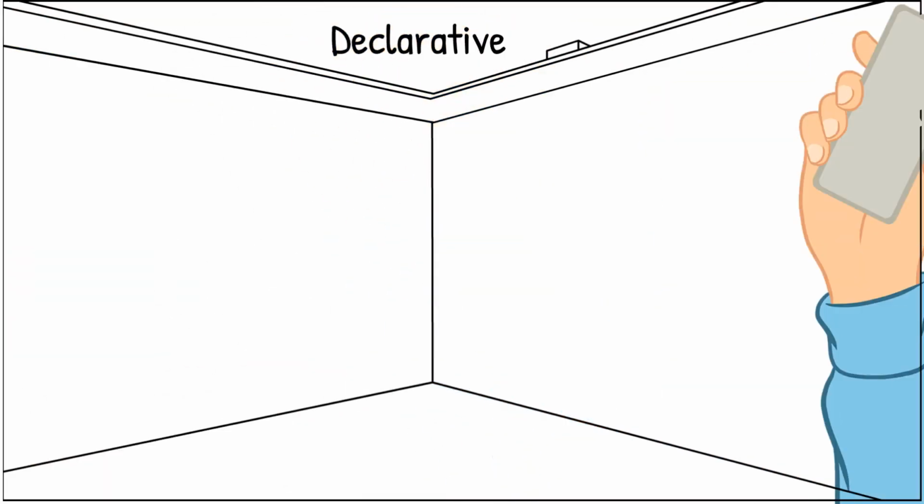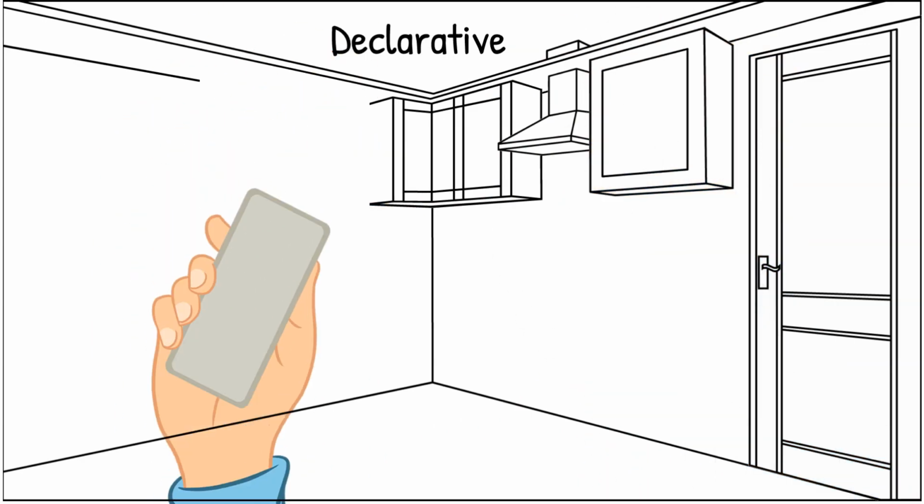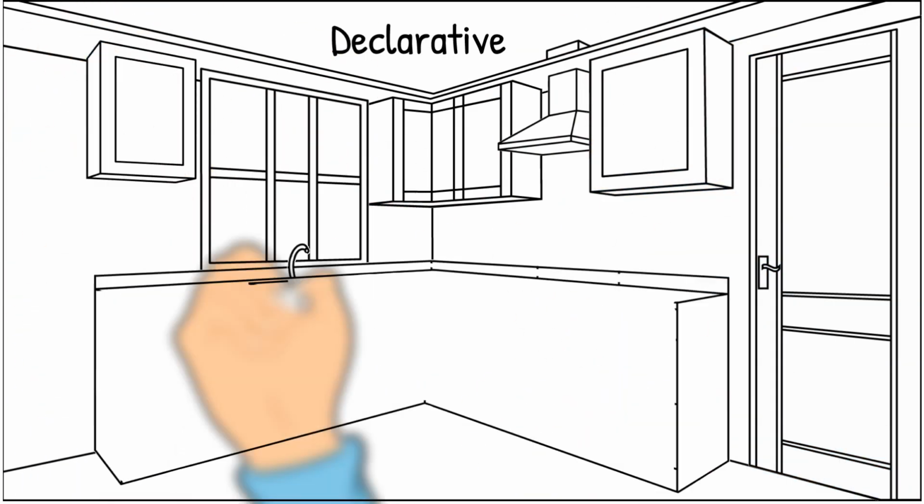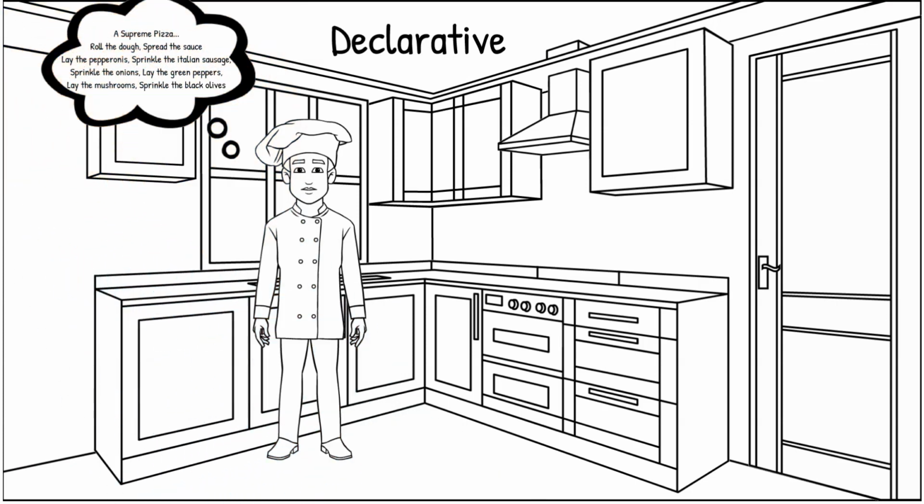The customer declared they would like a supreme pizza. The chef already knows how to make a supreme pizza. Since the information on how to create a supreme pizza is already stored in the chef's brain, the customer can just declare the request, making this model declarative.